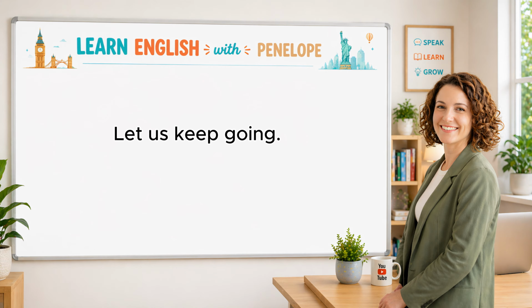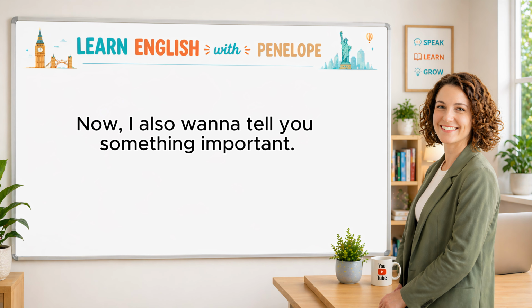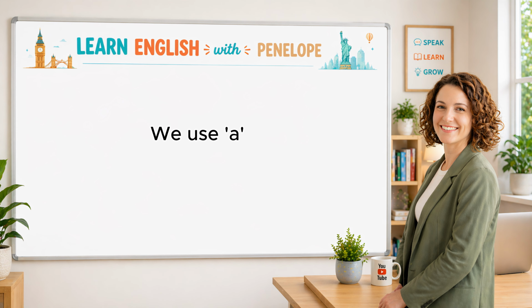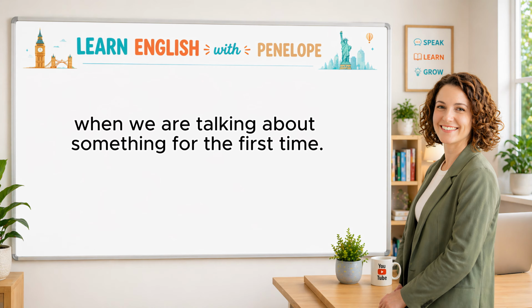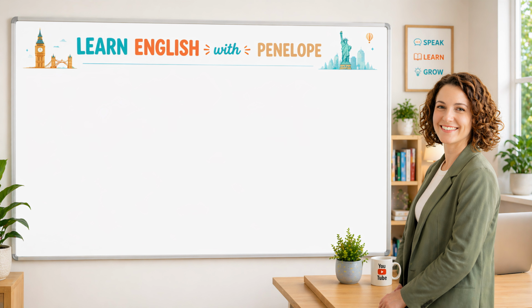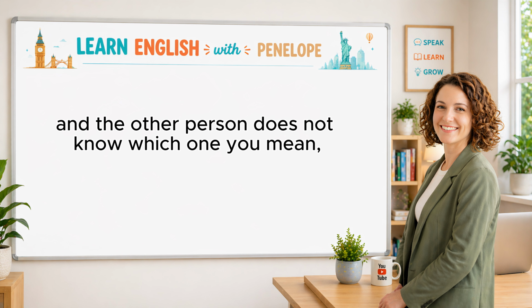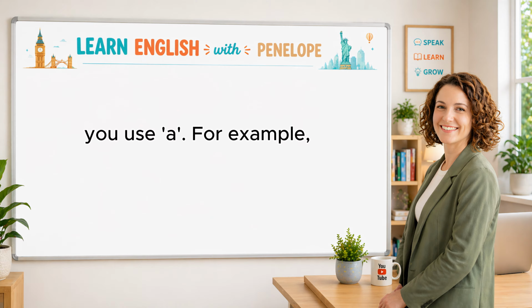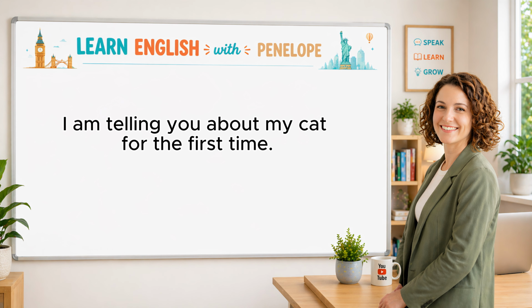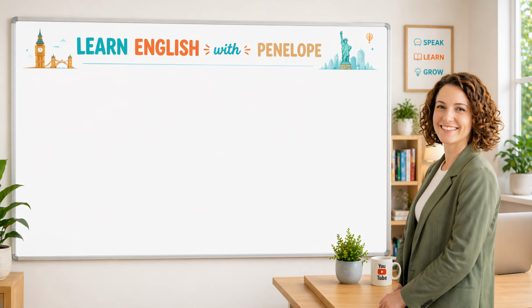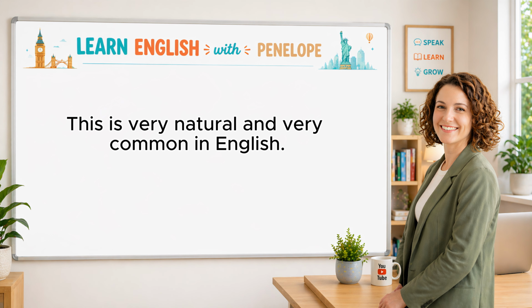Let us keep going. Now, I also want to tell you something important. We use "a" when we are talking about something for the first time. When you mention something and the other person does not know which one you mean, you use "a." For example, if I say I have a cat, I am telling you about my cat for the first time. You do not know this cat yet, so I use "a." This is very natural and very common in English.